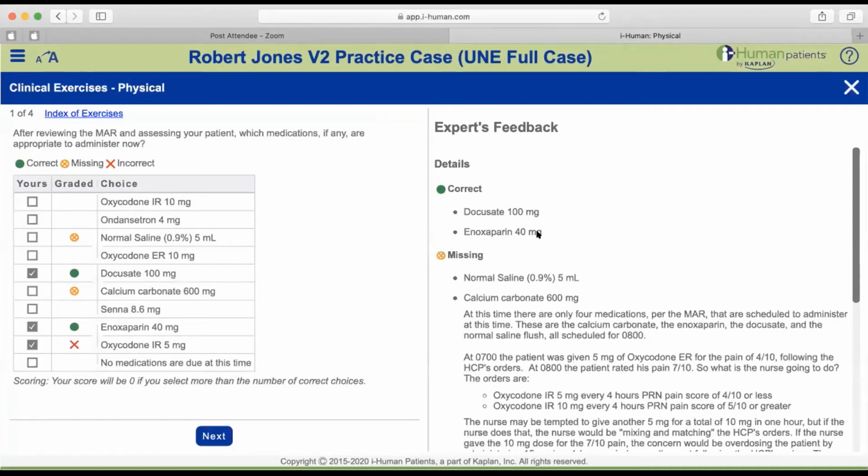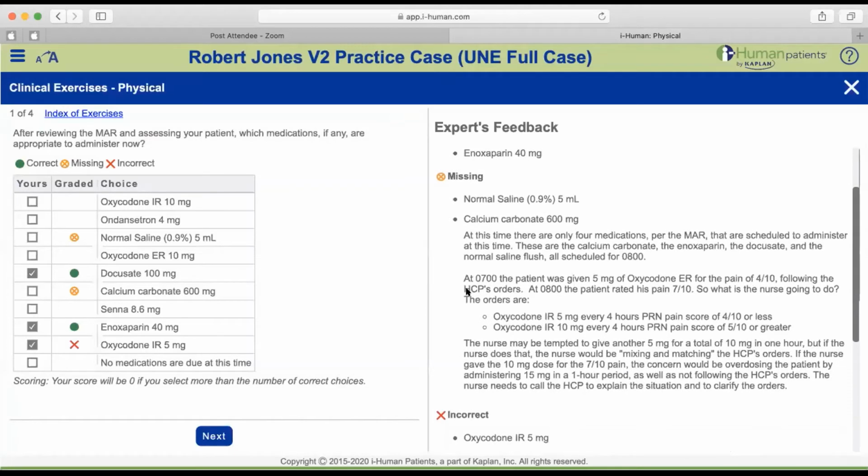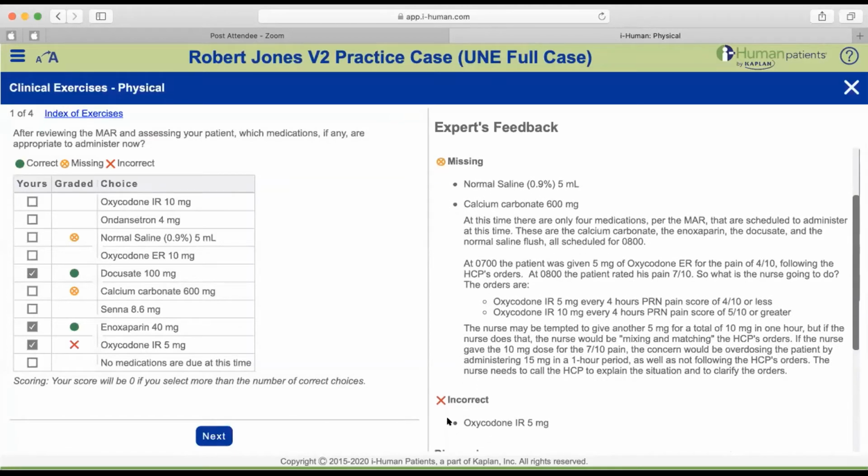Two were correct, that's good. I missed both the normal saline and the calcium carbonate, and it's telling me that the oxy 5 milligrams was incorrect. And that does make sense. It was given at 7 a.m. I'm not going to give another dose of that medication at 8 because it was ordered every 4 hours. And there's a great explanation with that.